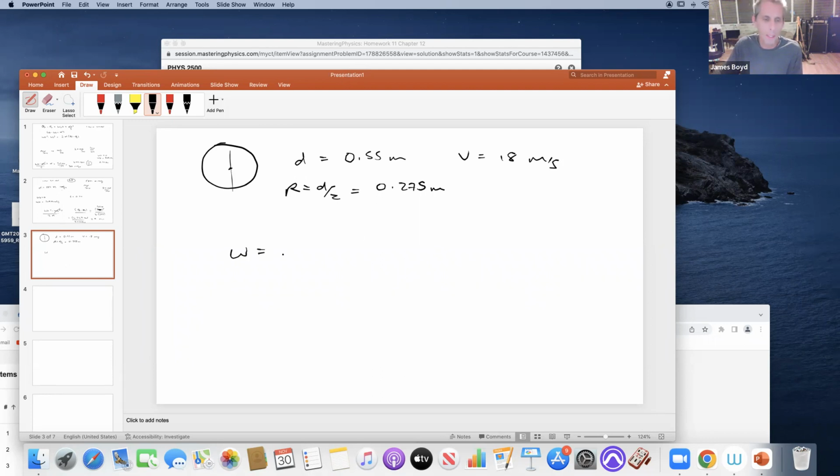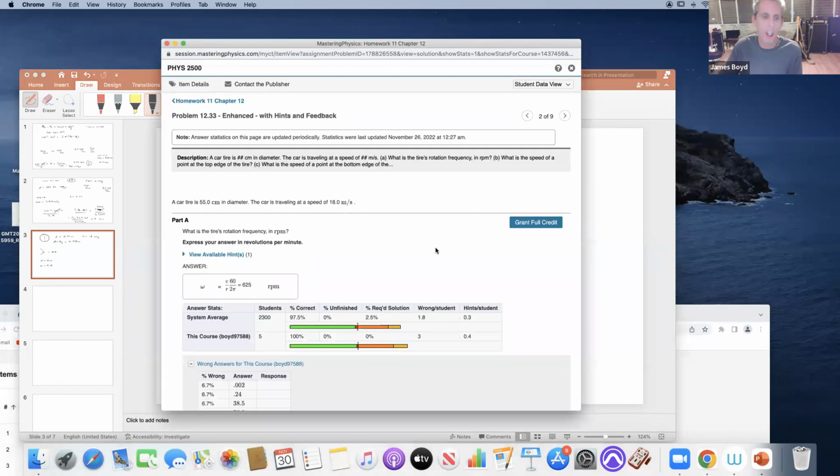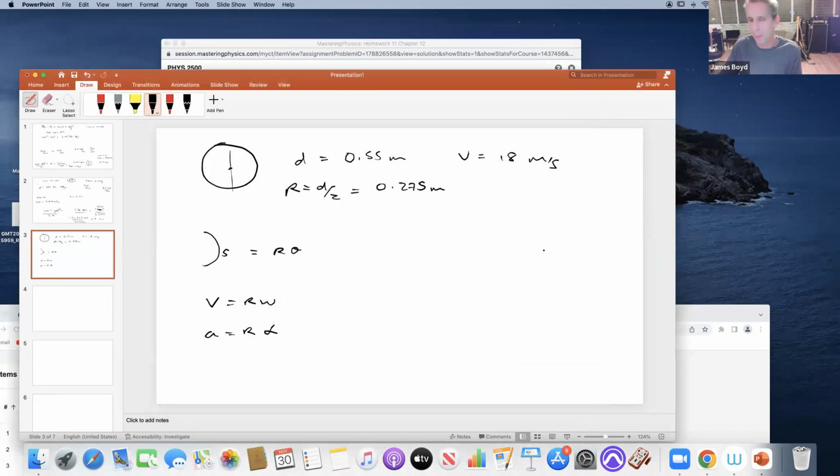And omega is v over R, I'm sorry, take that back. Don't forget that the arc length S is equal to R theta, v is R omega, and a is R alpha. So they've asked us for omega, but they want it in RPMs.